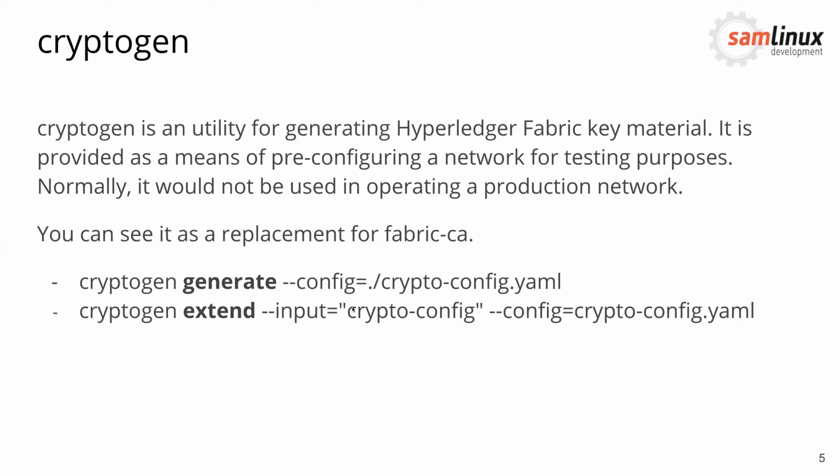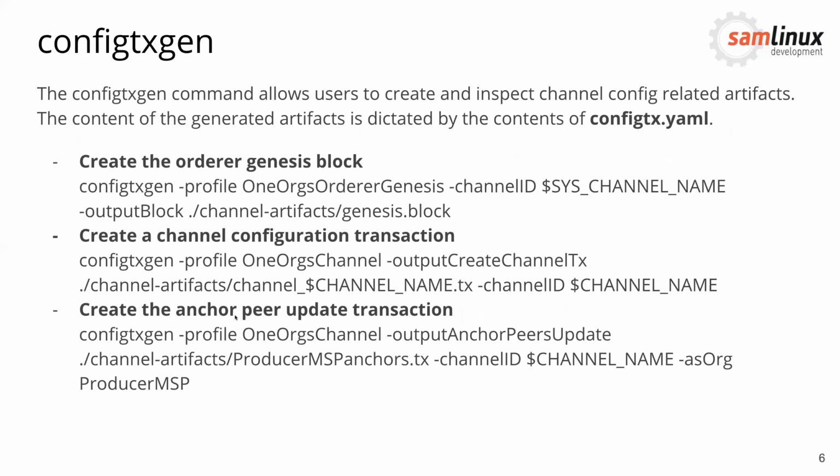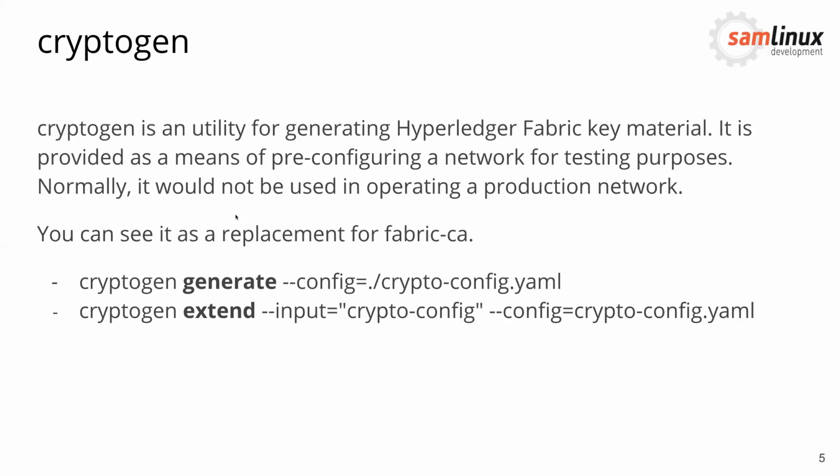And for this we have here the config parameter. This is our config file, and the input option, or parameter, is where the crypto materials live. So these both commands are needed. This we will use today, and this is maybe a command for the next session. But keep in mind, Cryptogen is only for testing and not for production.